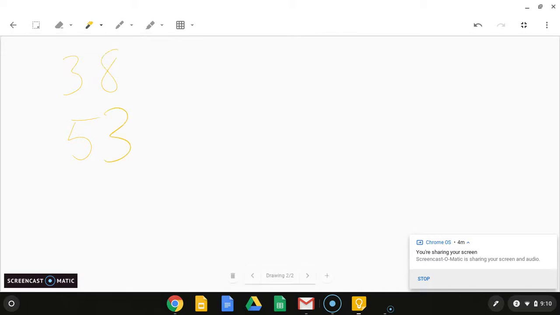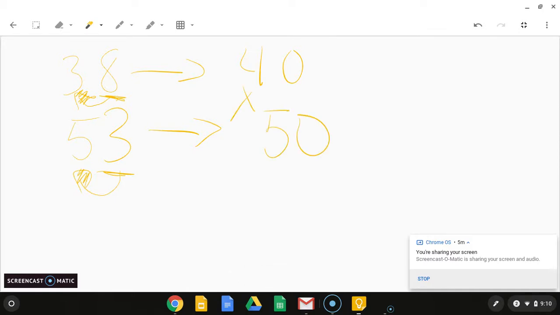Okay, so they want us to round first, so I'm going to do that first. When it says estimate, we're rounding something. 38, the 8, tells us to go up one more, so the 3 becomes a 4. And then our bossy 3 here tells the 5 to stay at rest. So the 5 is going to become a 50. So this is what we're going to multiply for our estimation, 40 times 50.